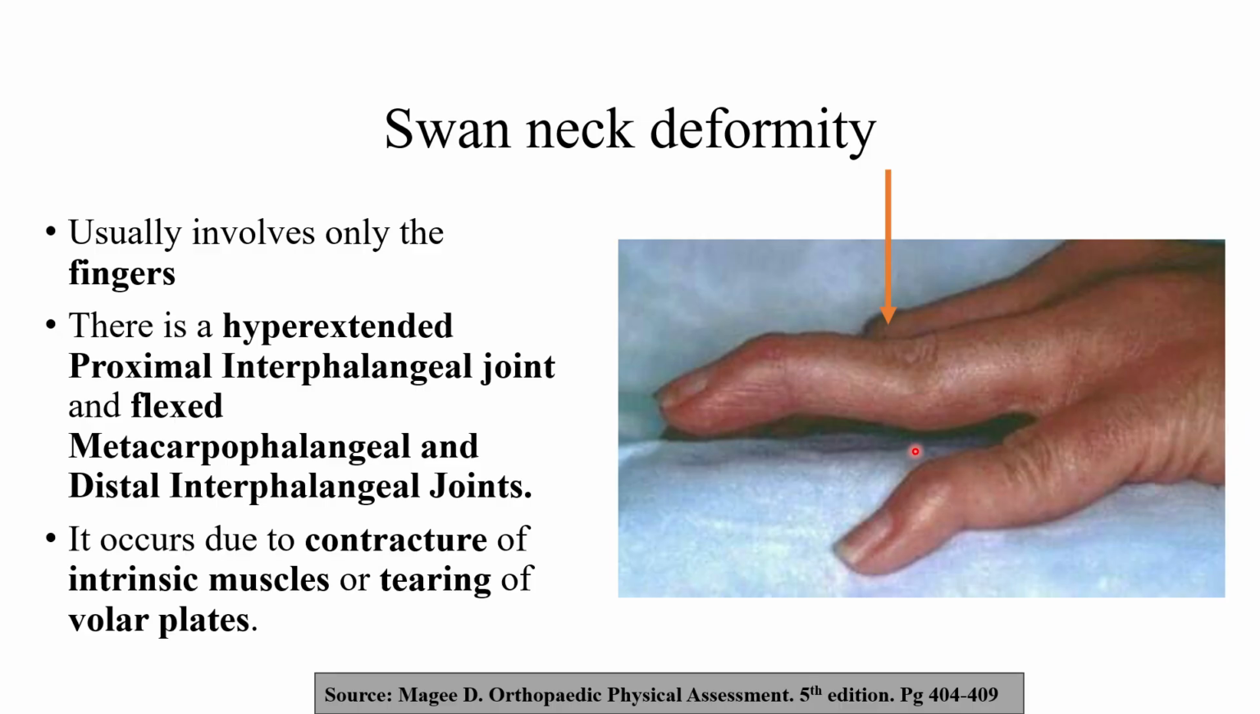Basically the whole reason that it occurs is because there is a contracture of your intrinsic muscles. The volar plates that lie here get stretched and torn if the case is more severe, and that causes a swan neck deformity. As you can see, the deformity resembles the neck of a swan, and that is how it got the name swan neck deformity.